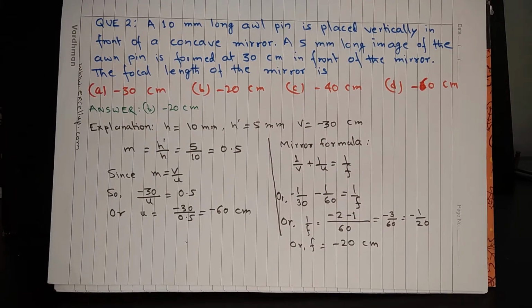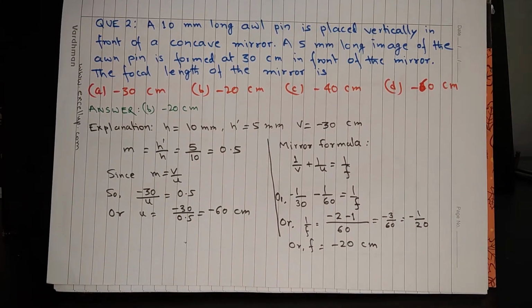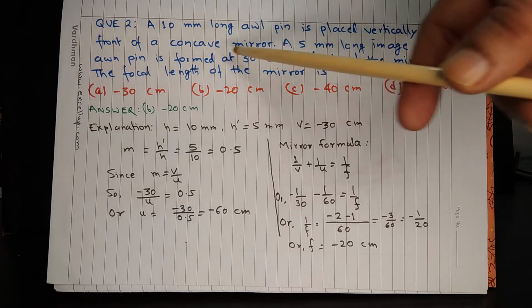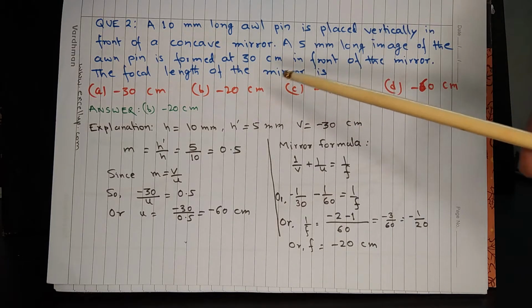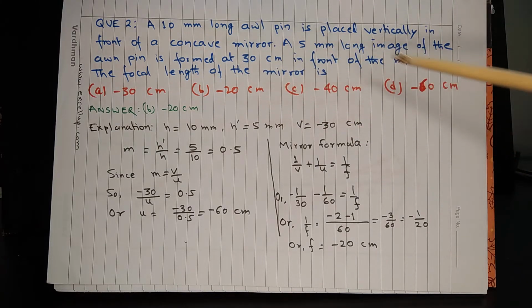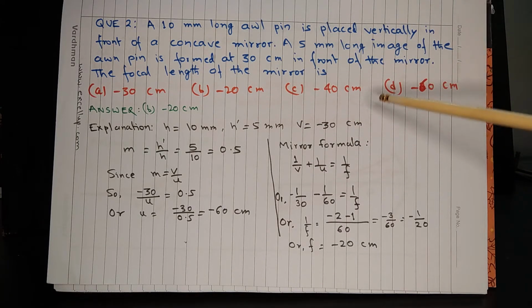Question 2. A 10 millimeter long oil pen is placed vertically in front of a concave mirror. A 5 millimeter long image of the oil pen is formed at 30 centimeter in front of the mirror. The focal length of the mirror is option A minus 30 centimeter, option B minus 20 centimeter, option C minus 40 centimeter and D minus 60 centimeter. Answer is B minus 20 centimeter.